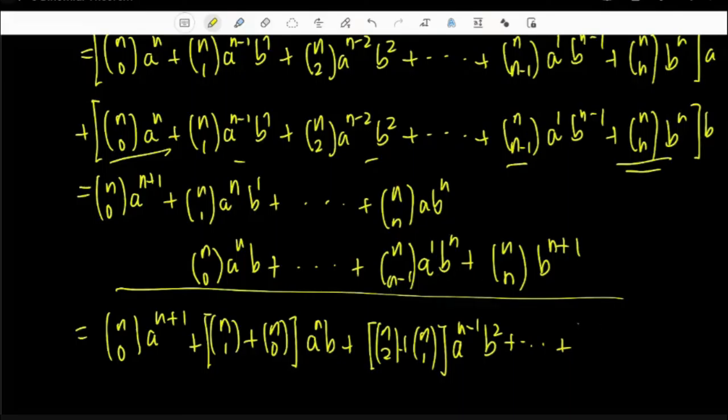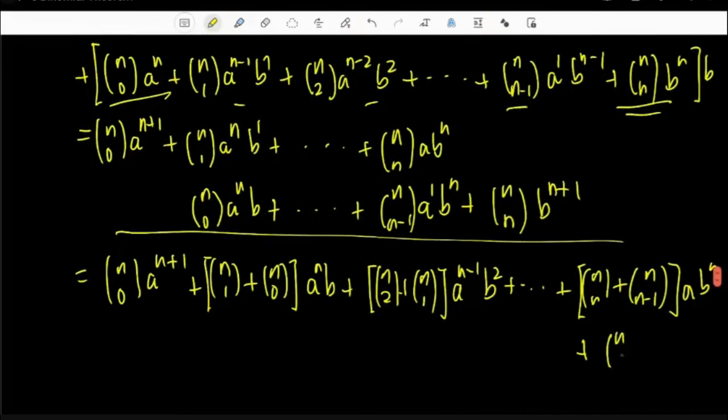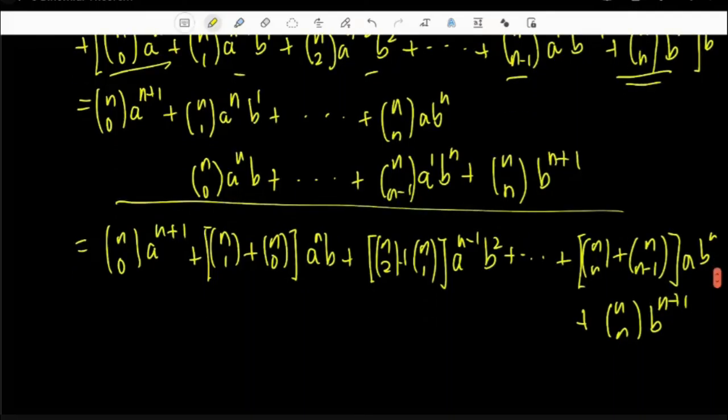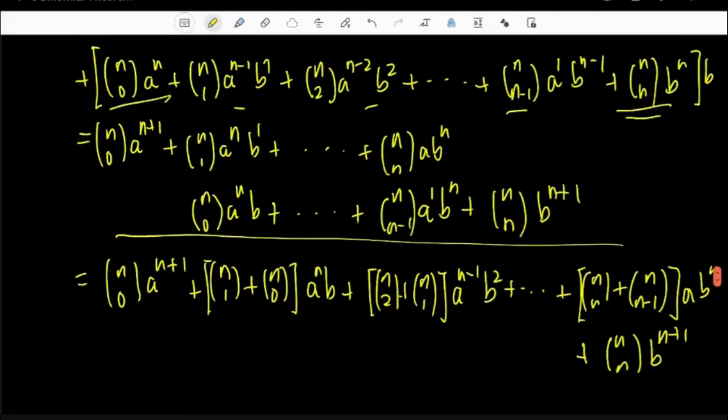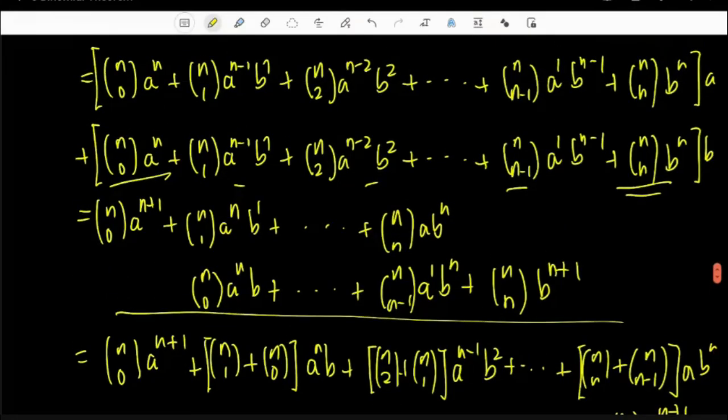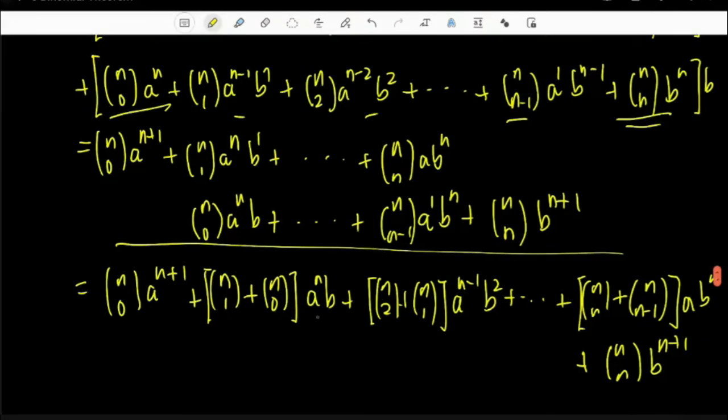So, yung last na may sum is yung n taken n plus n taken n minus 1 times a to the b n. And then the last term, siksik na lang natin dito, n taken n, b to the n plus 1. Right? So, lahat may katapat except yung first saka yung last. So, yung mga magkakamuka, ilagay natin sa isang quantity, finactor out natin yung a to the n minus k, b to the k. We can further simplify.